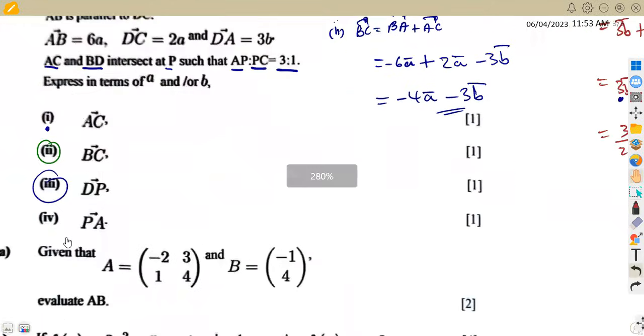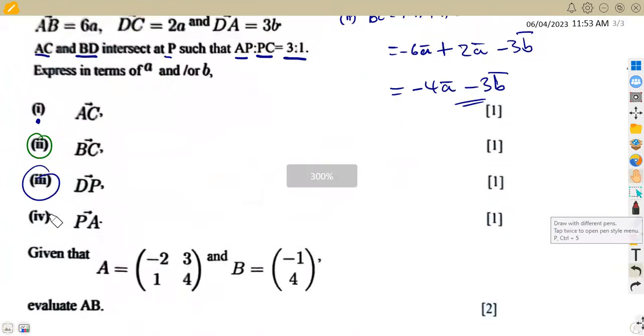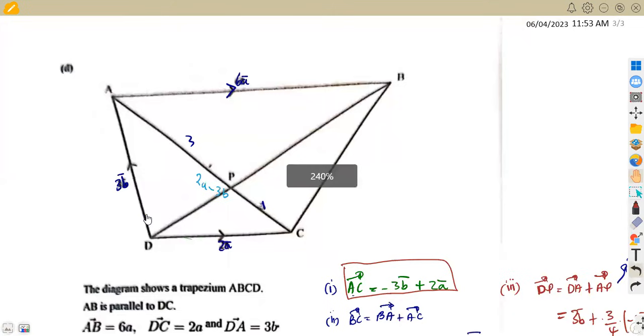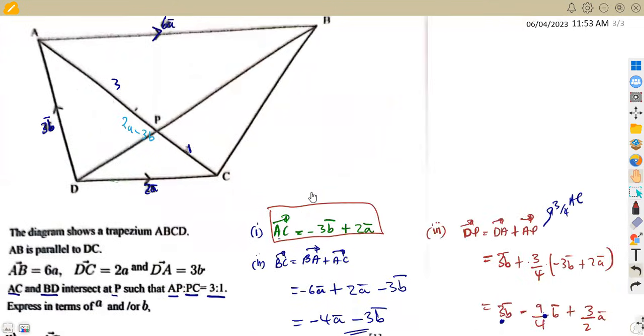Okay, item 4, we are now given to find the vector PA, from P to point A. Where do we have PA? All right, so this is our PA. Remember, we calculated AP here. We calculated AP.